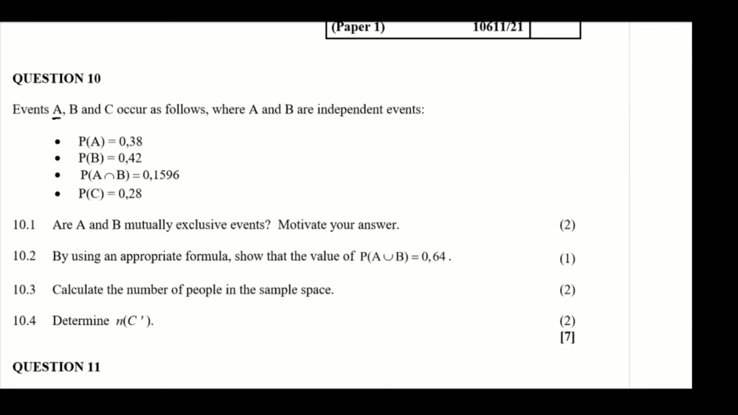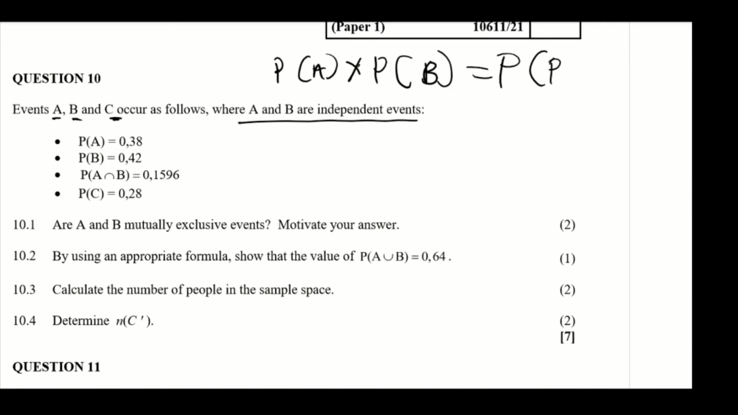So this is question 10. We are given events A, B, and C, and we are told that event A and B are independent. So when event A is independent of event B, it means that when you multiply the probability of A and B, it must give you the intersection of A and B.